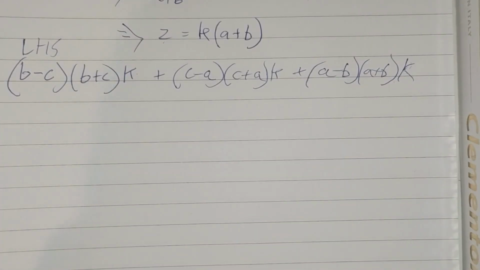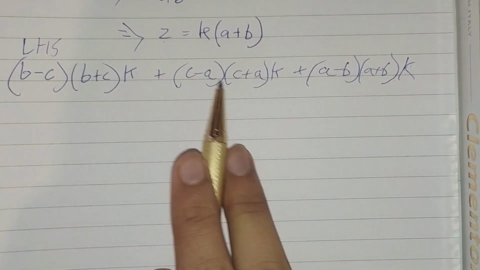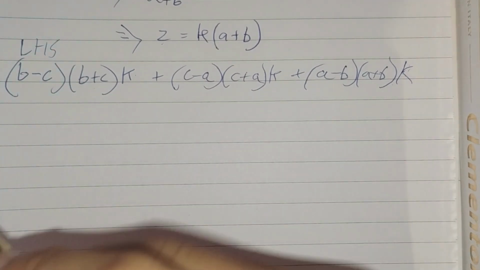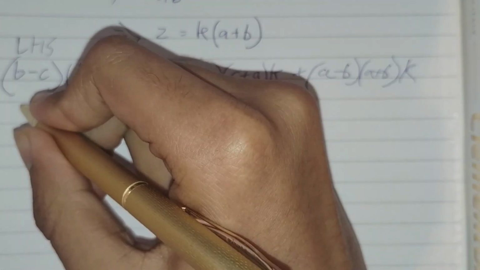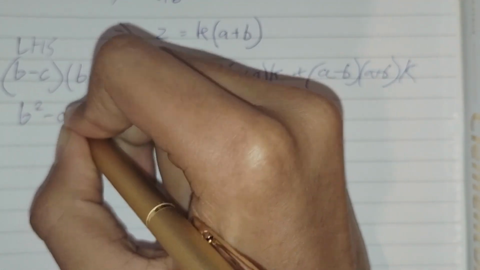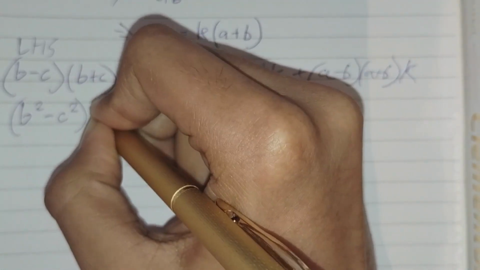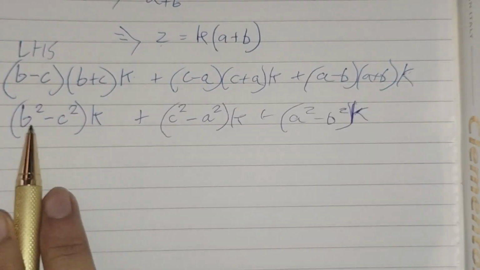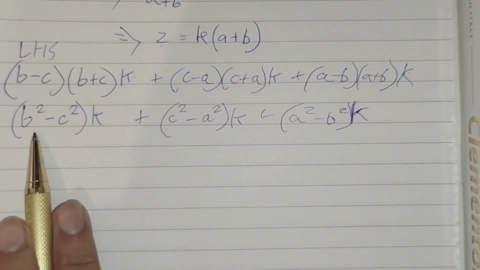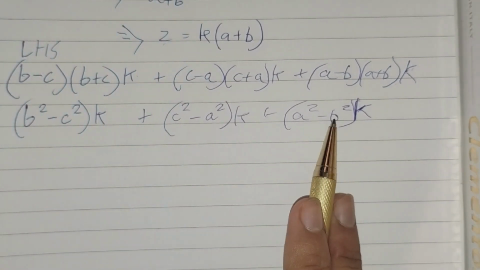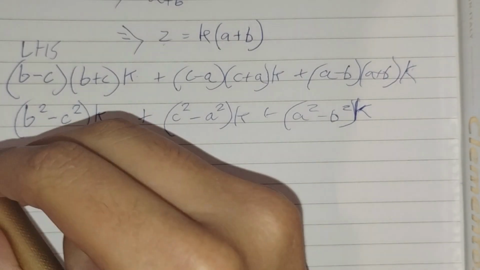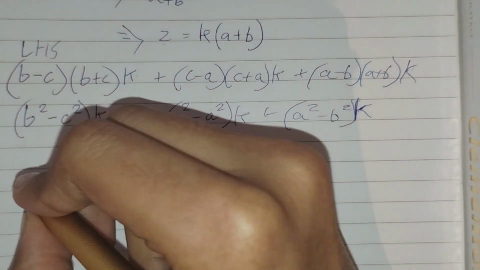Now, as you can see, this is a difference of two squares, and it's not just for this, it's for all of them. So let's just simplify this further. Since we simplified all of these, we can also simplify this further by multiplying k.